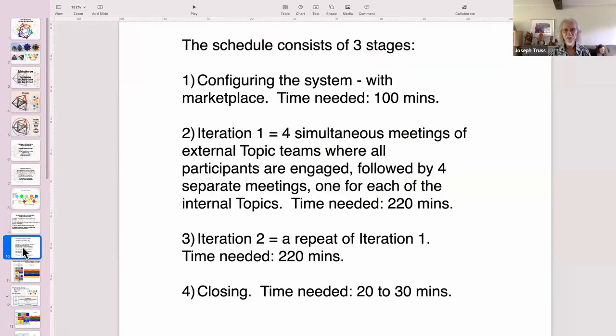So the schedule consists of 3 stages. Configuring the system. Now this is the problem jostle, the marketplace, the voting in terms of what role you're going to play. In fact, what position you're going to play, because you play all the roles in that one position. And we run 2 iterations of 4 simultaneous meetings of the external topic teams, where all participants, all 18 people, are engaged. And this is followed by 4 separate meetings, 1 for each of the internal topics. So after the internal members receive the information from the external, they then get together.